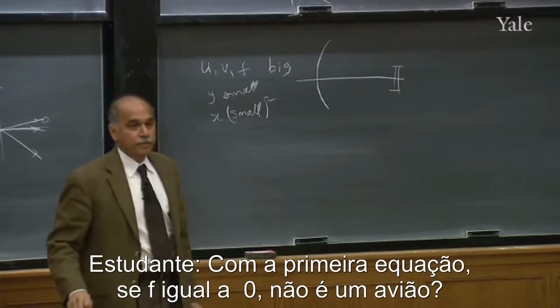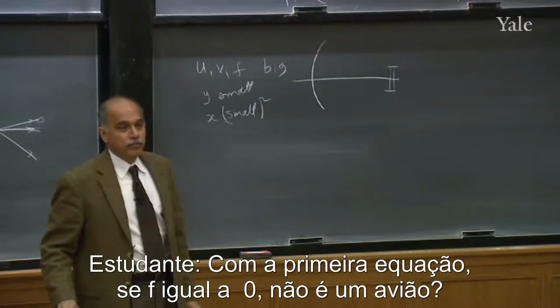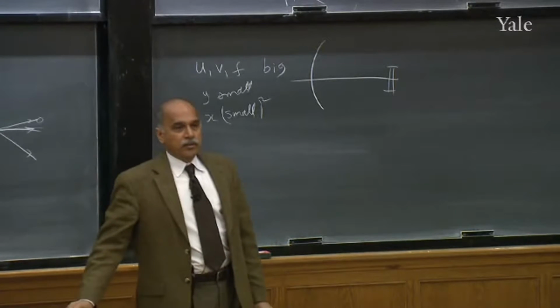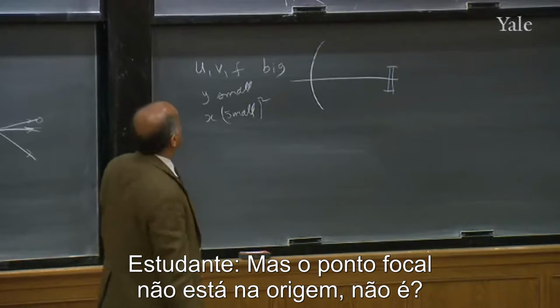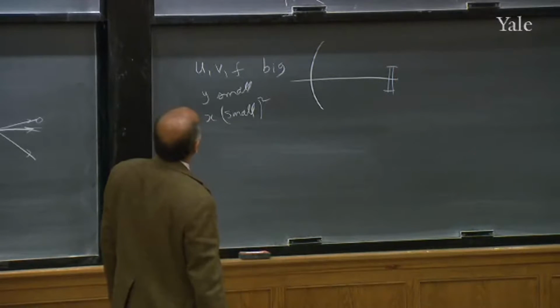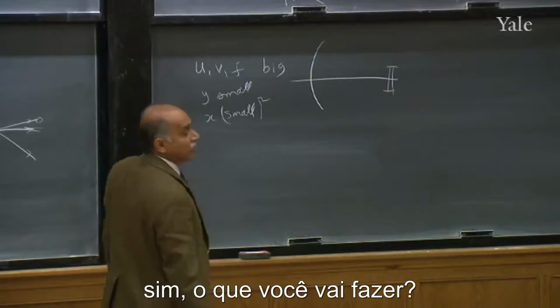Yep. With the first equation we had, if f is equal to 0, isn't it a plane? Yeah. But the focal point isn't at the origin, is it? Because a plane mirror has no... Yeah, what did he want to do for that one?